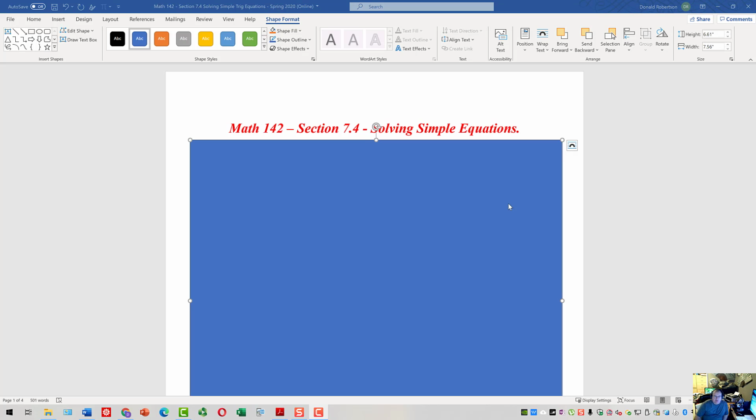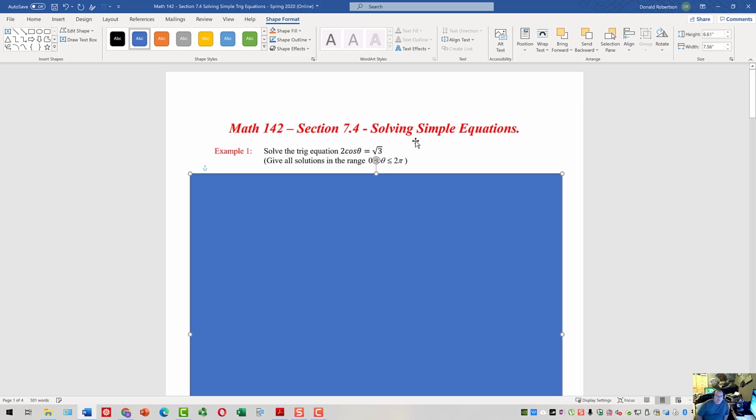Well, hello everyone. What we've got here is going to be a short video on solving some simple trig equations. So let's start with our first example, which would be something like: solve 2 cosine theta equals square root of 3, and all your solutions are in the range 0 to 2 pi.